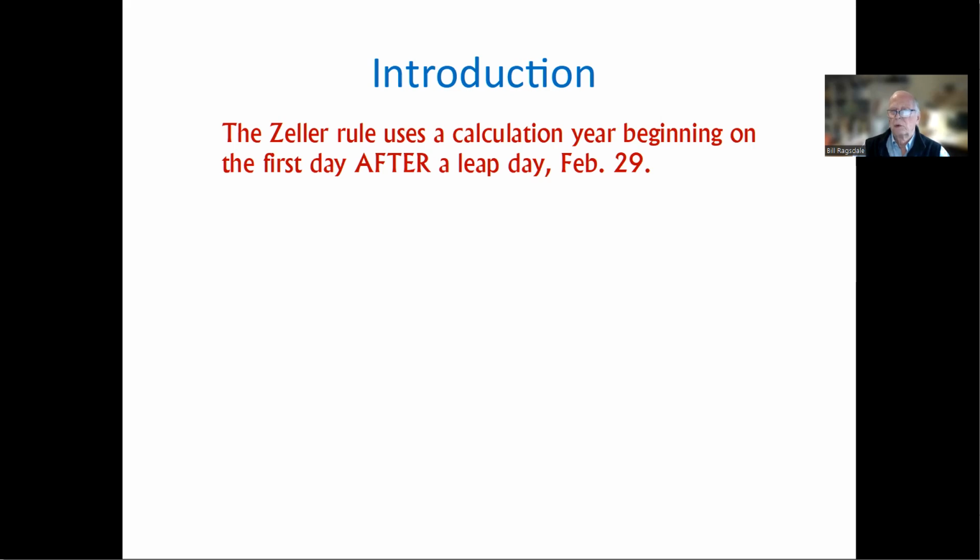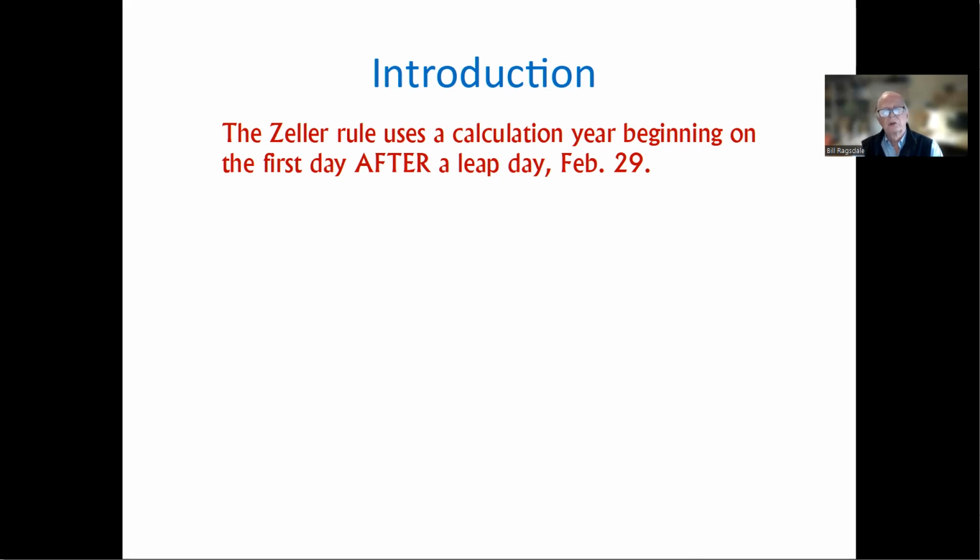Now we get to the Zeller rule, which is a fascinating thing. It allows us to calculate the day name of any date in the year. So if we wanted to know the day name of July 4th, we would apply the Zeller rule, and it will come back and give us the number that corresponds to that particular day of the week.